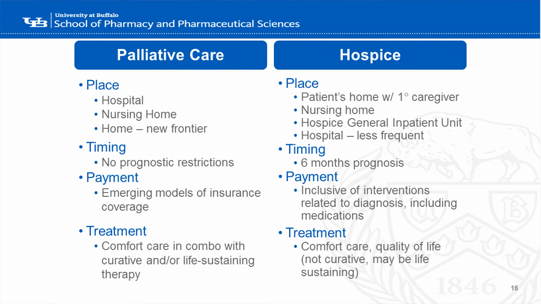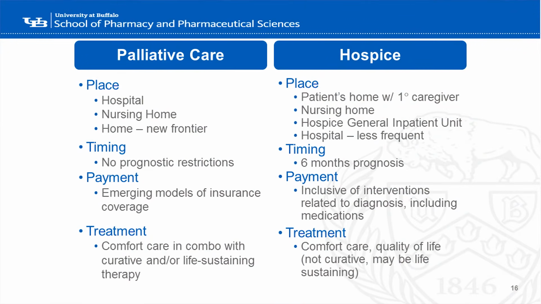From a timing standpoint, there's really no timing factor or prognostic restriction with palliative care, while, as we said, there's a 6-month prognosis for hospice care. From a payment standpoint, there are emerging models of insurance coverage right now for palliative care, while the payment within hospice is inclusive of the interventions related to the diagnosis, including the medications. So the reimbursement is for just the palliative care of the patient.